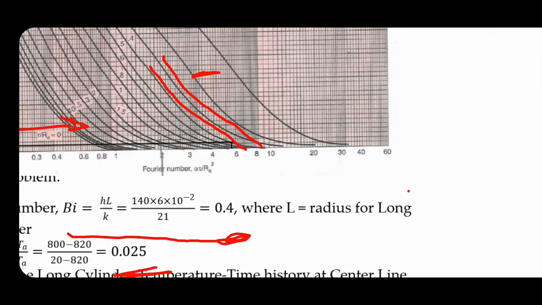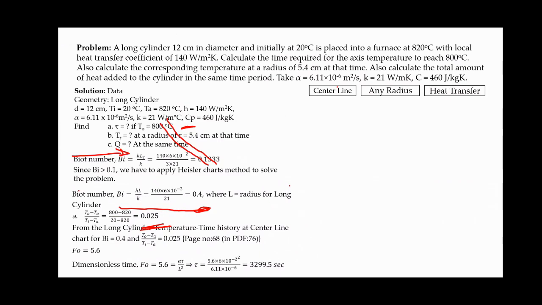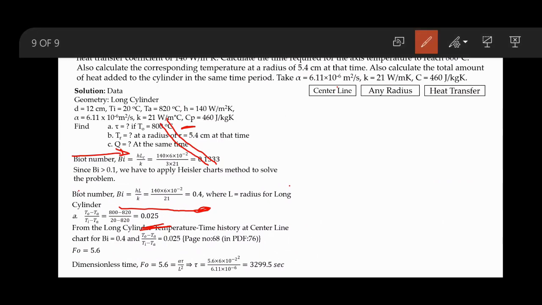So we have 4, and then the next bright line is 5, and after that we have 6. In between that, the vertical line is approximately on the third vertical line in the graph. So I have taken it as 0.56. Once I know the Fourier number, then I can find out the time, since Fourier number is equal to alpha tau divided by L square. So the time in this case is 3299.5 seconds.